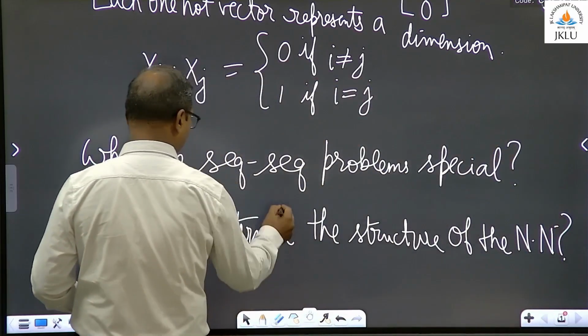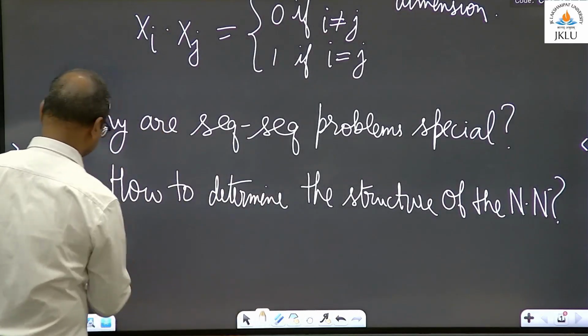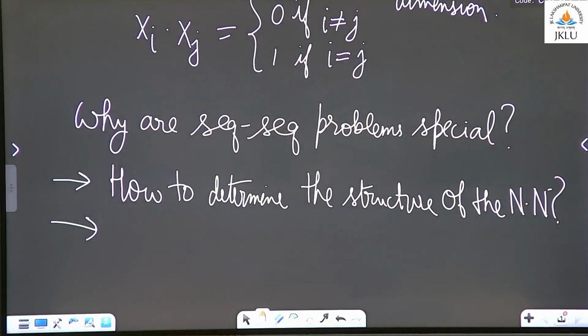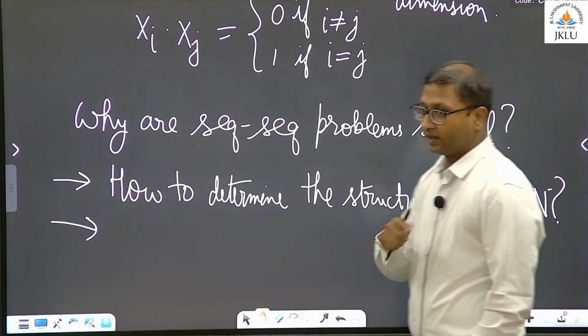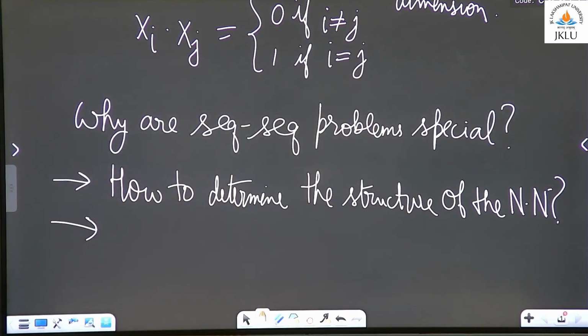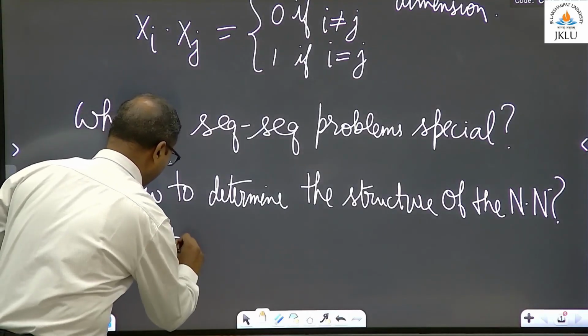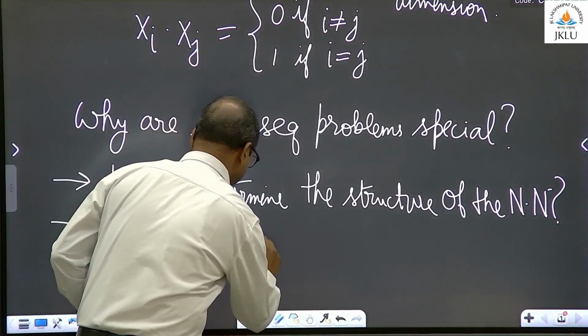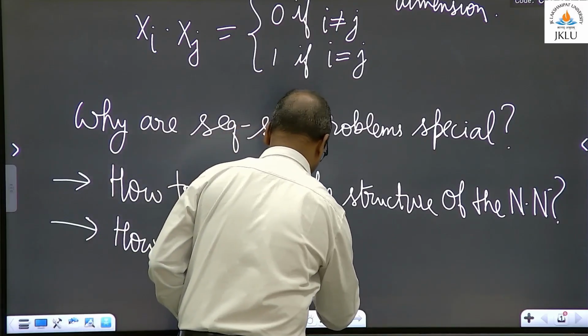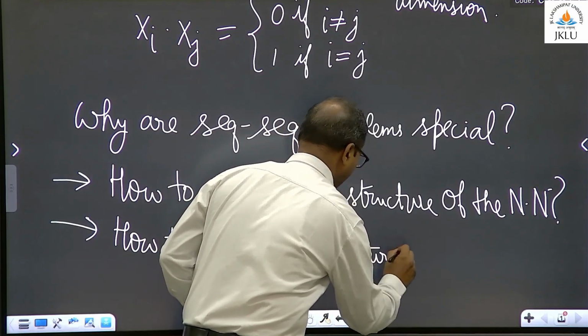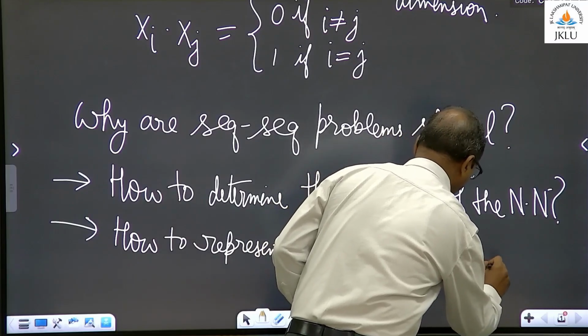Okay, and what will be the next problem? What is the other problem in sequence to sequence problems, in particular language problems? Training data is not a structural problem. Exactly. So how to represent each feature of the input?